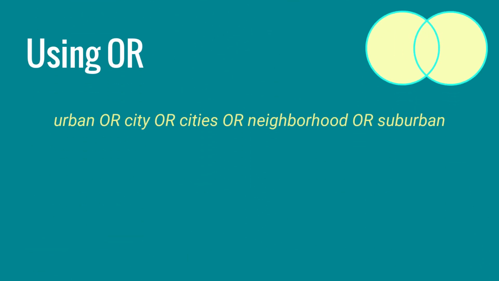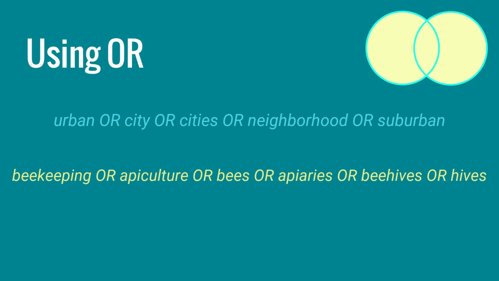Let's look at this in practice. We use the OR operator to combine our keywords for major concepts. We want results that include any of these, or at least one. We can create these strings for each concept in our search.